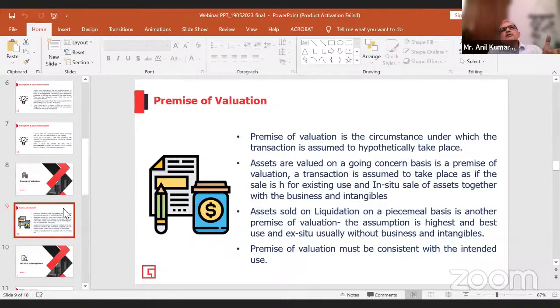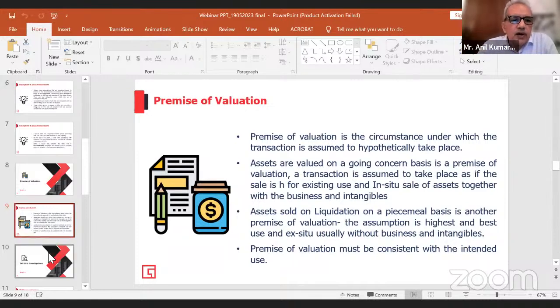Whereas if I was doing it for, let's say, a merger or acquisition, or a business being sold, then the premise of valuation would be a going concern, because the business is actually running at the moment. Therefore my assumption there, or the premise of valuation, is a going concern and existing use. The same business is being simply acquired by someone else, and only the owners are changing, and therefore the premise of valuation will be different.